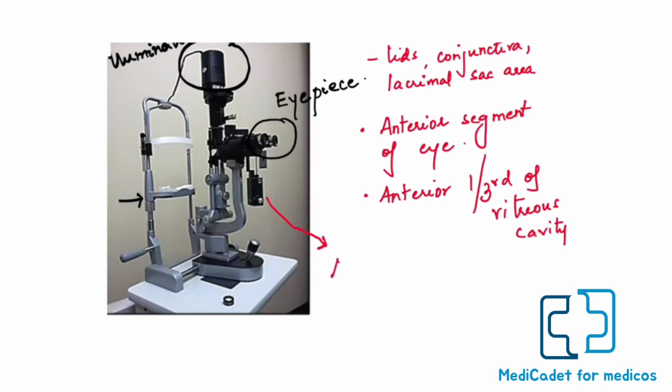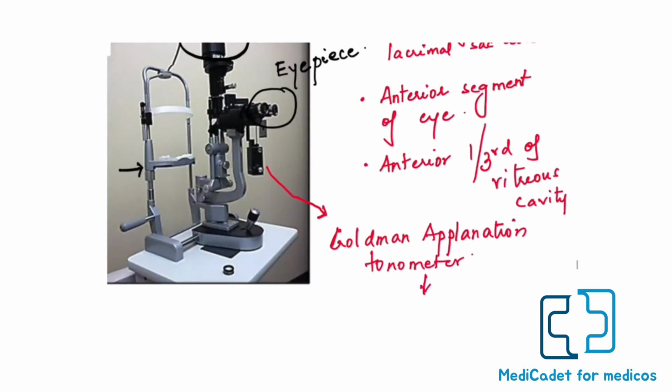What is this? This is called the Goldman applanation tonometer. So this structure which is attached to the slit lamp is called your Goldman applanation tonometer. And what does this help to do? This Goldman applanation tonometer is going to help us in evaluation of intraocular pressure, that is IOP evaluation. So all this can be done on your slit lamp.